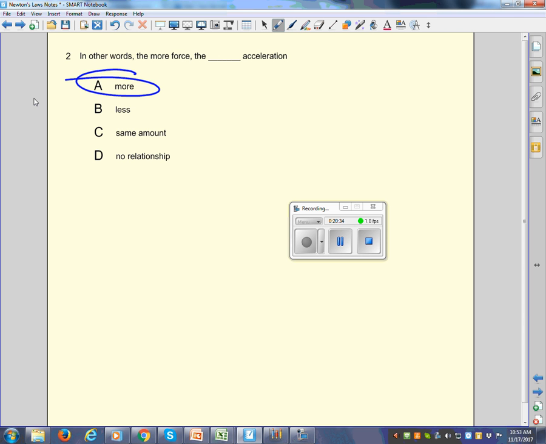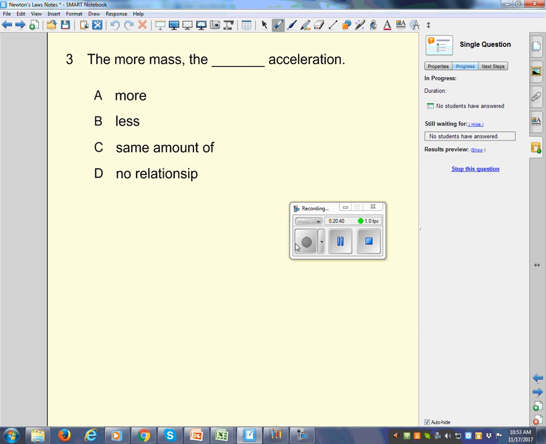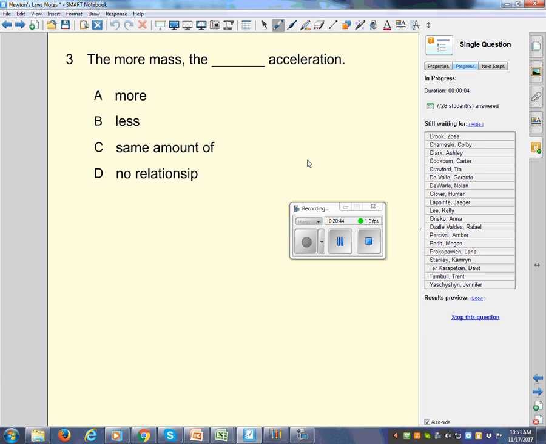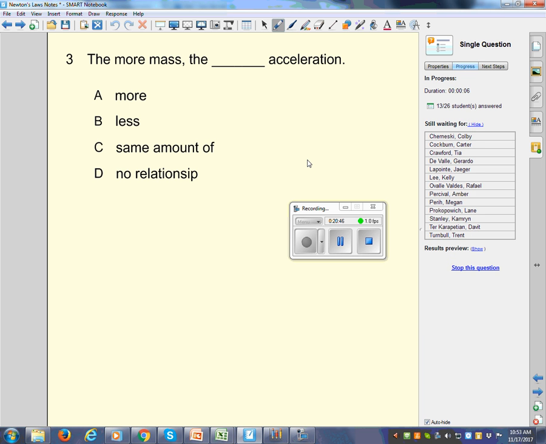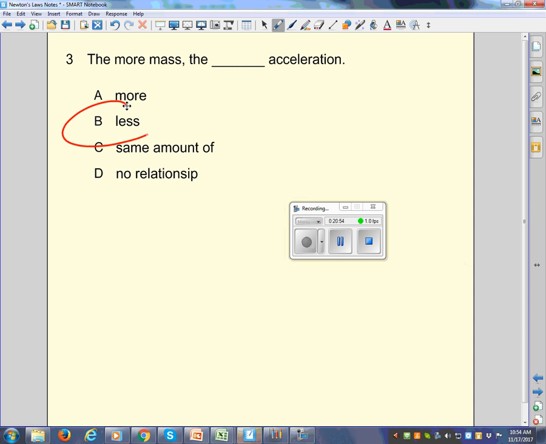Guess what question's coming next? The opposite one, exactly. The more mass, the more acceleration. The more mass, the less acceleration. Same amount, or again, no relationship. Hopefully you were listening. B, yes, excellent. The less the acceleration.